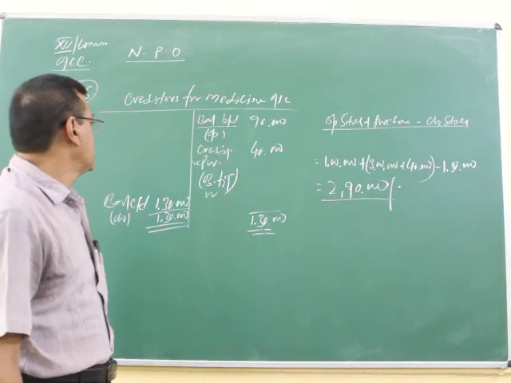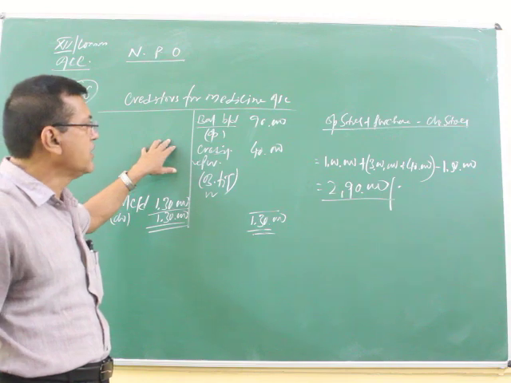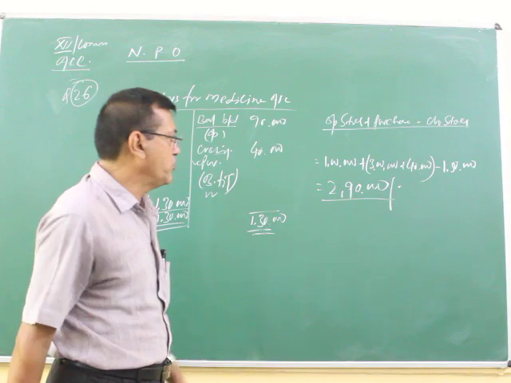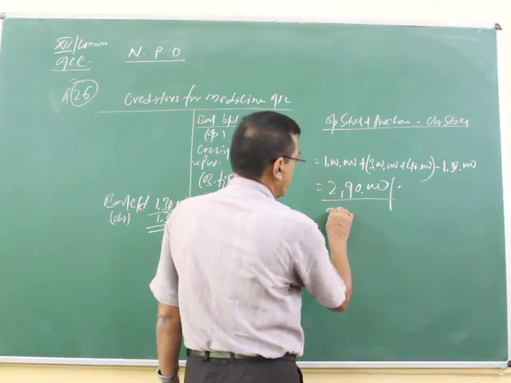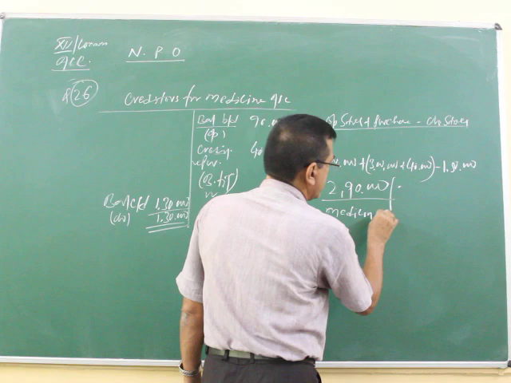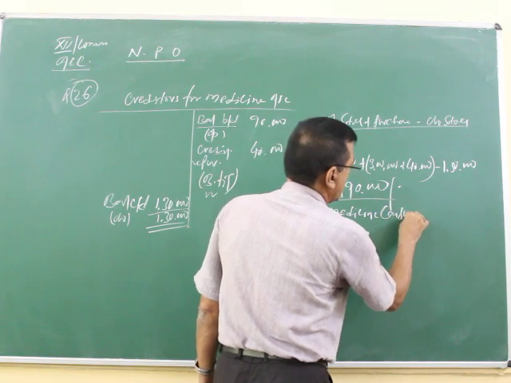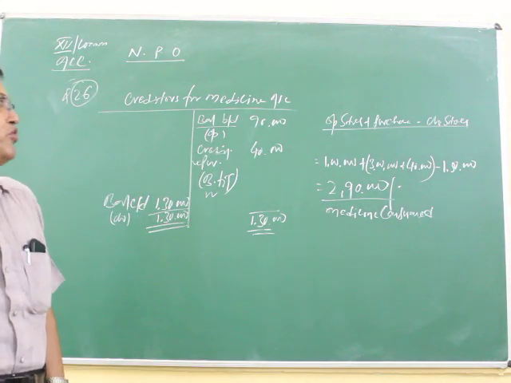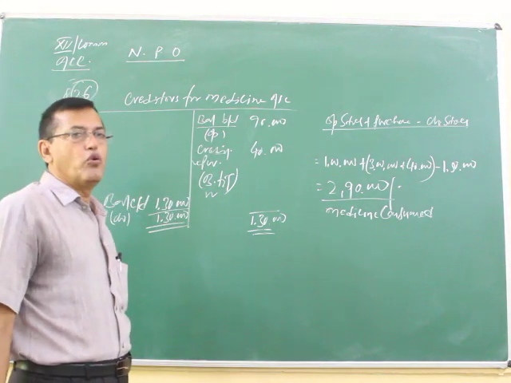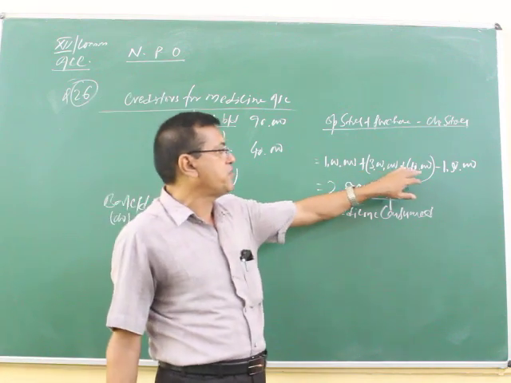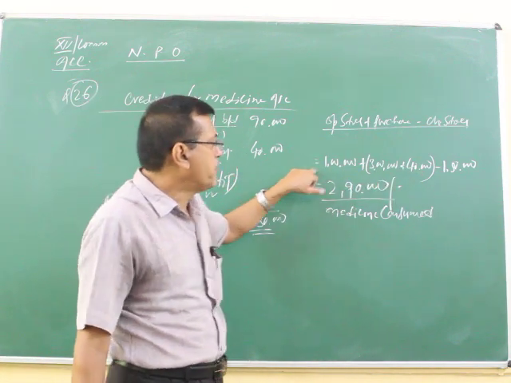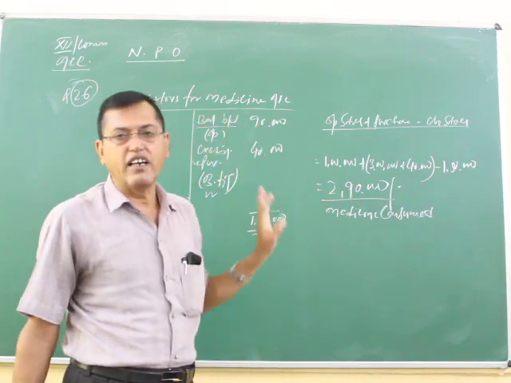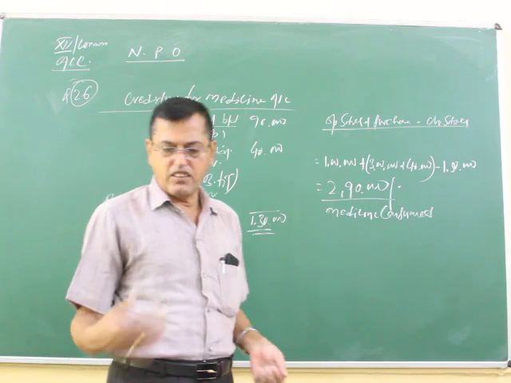Understood or not? So this is the way to find out with creditors, and after this opening plus purchase minus closing, it can be easily solved by you. It is medicine consumed. You may write medicine consumed during the year. Understood or not? Because with the help of creditors, you are able to find out credit purchase. After this opening stock plus cash purchase plus credit purchase is the total, but at the end of the year only this much medicine is left. It means this medicine has already been used by the organization.